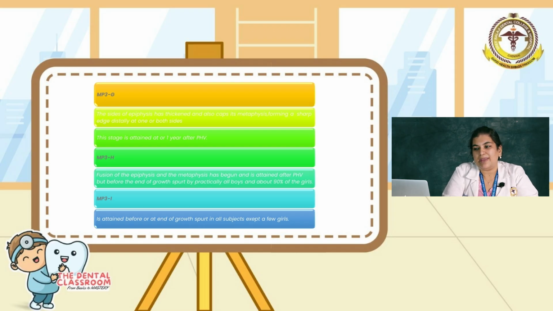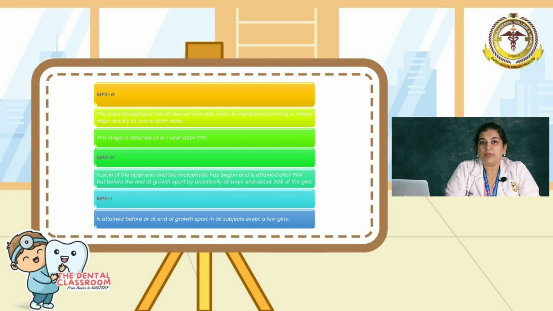The next is your MP3G stage, wherein along with the right angulation, the fibrous band is also starting to thicken. So far we saw only capping, but in these MP3 stages, we are also looking at the individual characteristics of what is happening when the epiphysis is starting to cap the diaphysis. So in the G stage, the sides of the epiphysis will thicken and start capping the metaphysis.